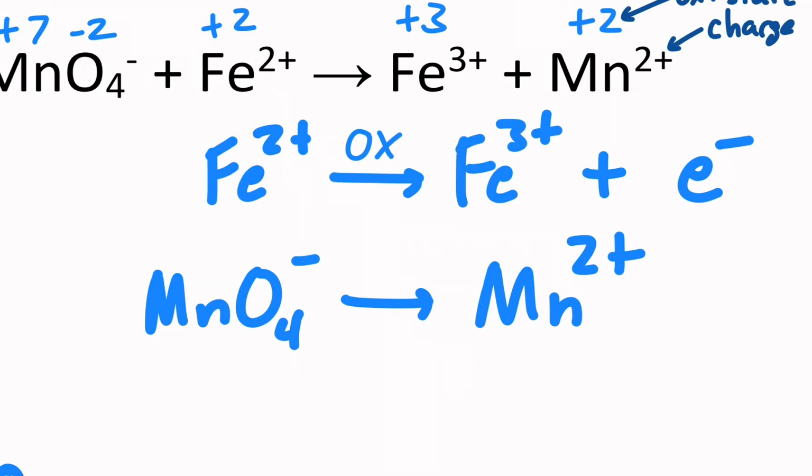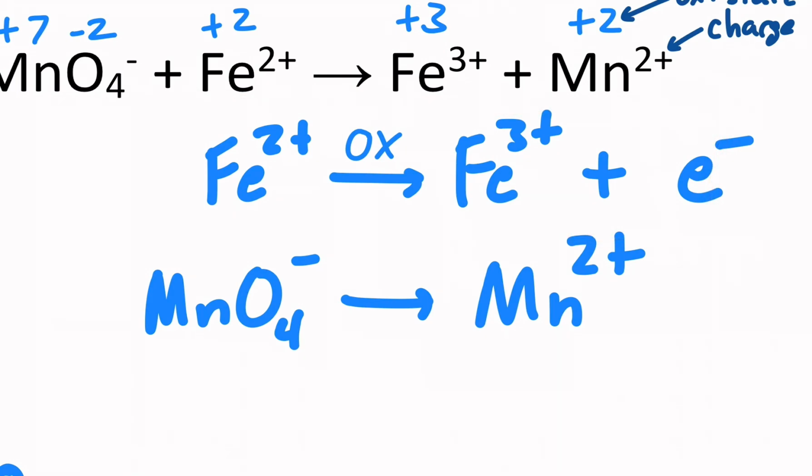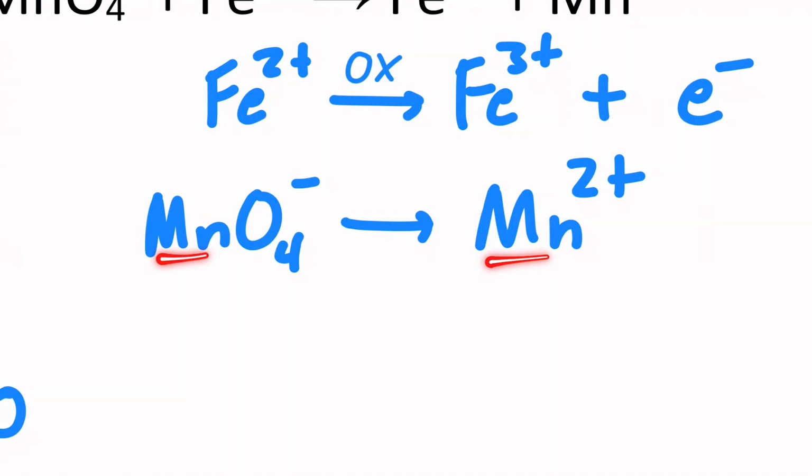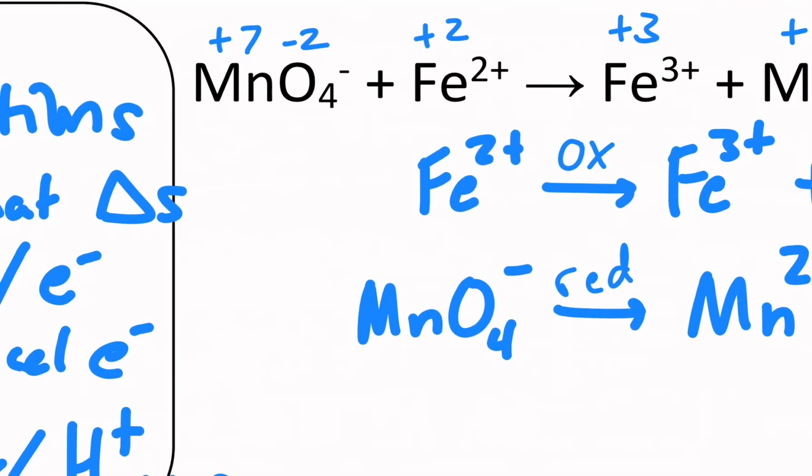2+ on the reactants, 3+ and 1- is 2+ on the products. And I don't need to balance any H+ or OH-. This is done. This is a correctly balanced half reaction. Let's do the manganese. Manganese is already balanced. The oxidation state, well, each manganese goes from +7 to +2. So each one gets reduced, and as a result, it gains 5 electrons.